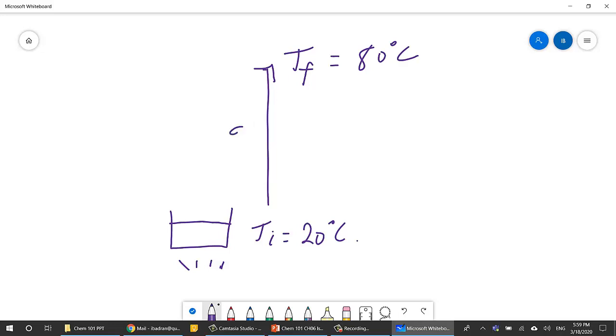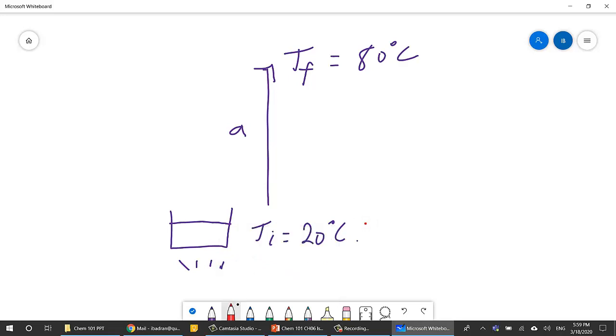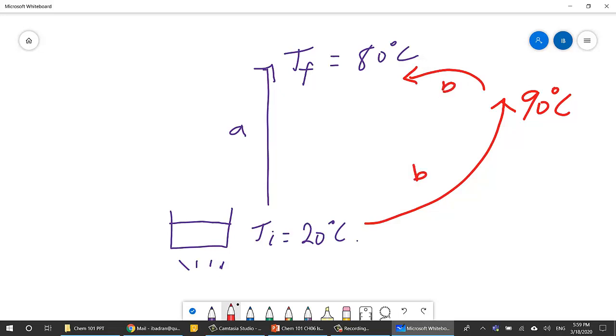You can do it in a path, let's call it path A. You can do this in another path, let's call it path B, where maybe you made a mistake and heated the water to, let's say, 90 degrees, and then you want to cool it down to 80. You can do that. So that's still called path B.